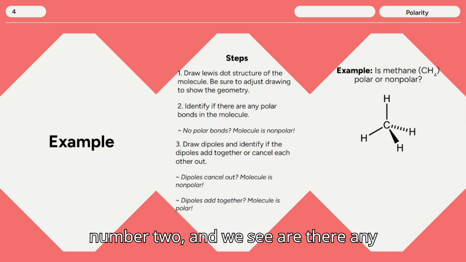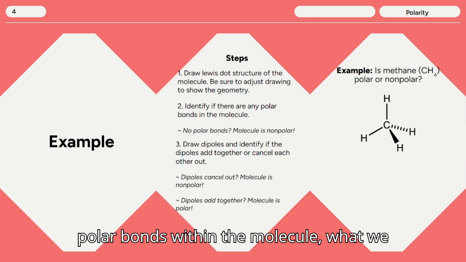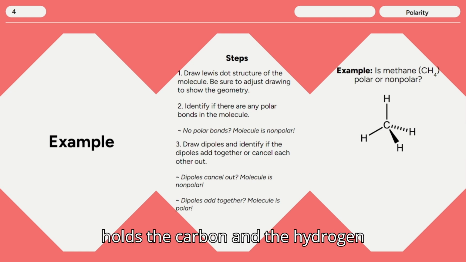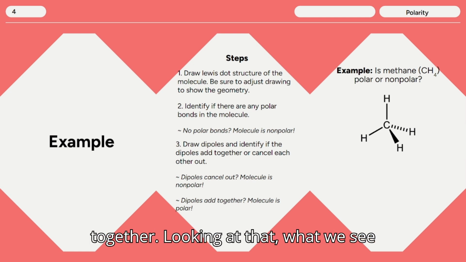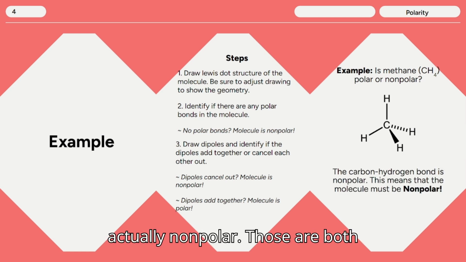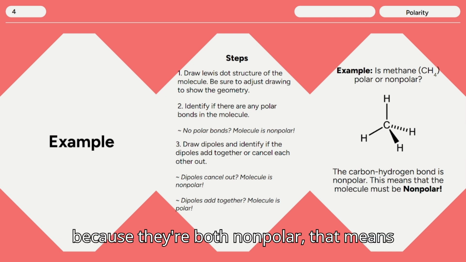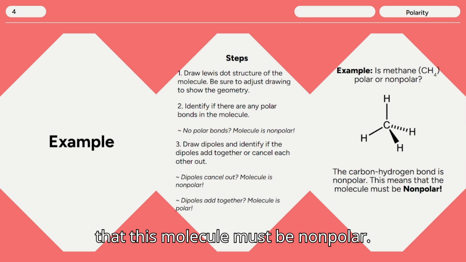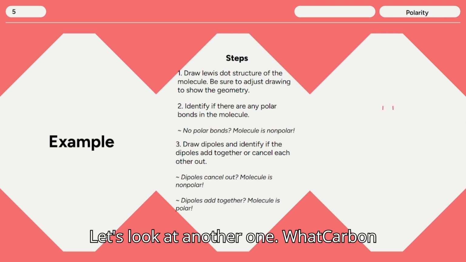But when we go to step number 2, we ask, are there any polar bonds within the molecule? What we want to be looking at is the bond that holds the carbon and the hydrogen together. Looking at that, we see that the carbon-hydrogen bond is actually nonpolar. Those are both considered weak nonmetals. So because the bonds are nonpolar, this molecule must be nonpolar.